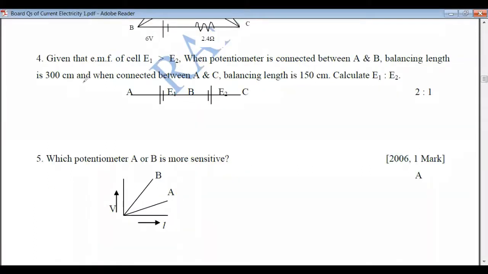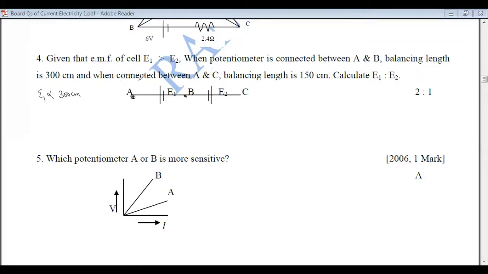Question number 4 is, given that EMF of cell E1 is greater than E2, when the potentiometer is connected between A and B, the balancing length is 300 centimeters. So when the potentiometer is connected between these 2 points, which cell comes in the circuit? The one having EMF E1. So E1 is directly proportional to the balancing length, which here is 300 centimeters. So E1 is directly proportional to 300 centimeters when the potentiometer is connected between the points A and B.